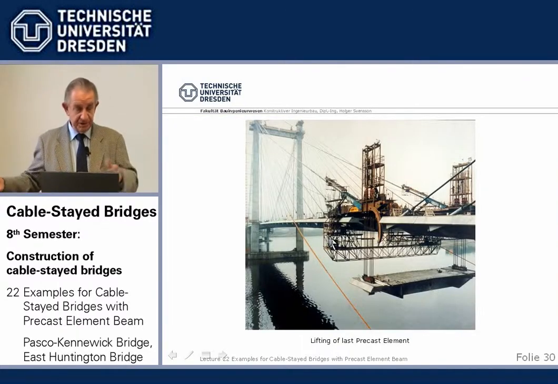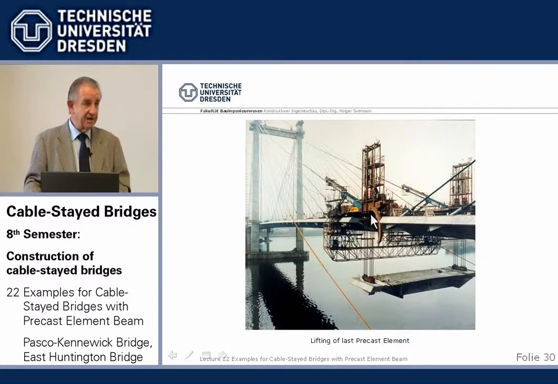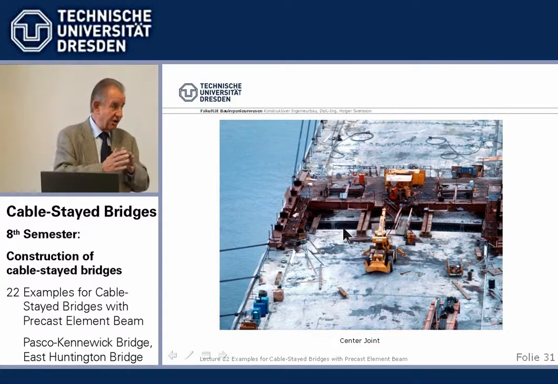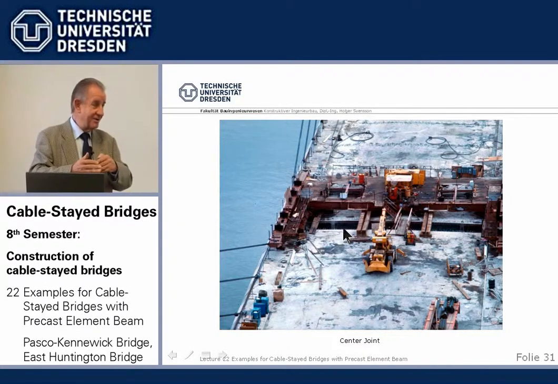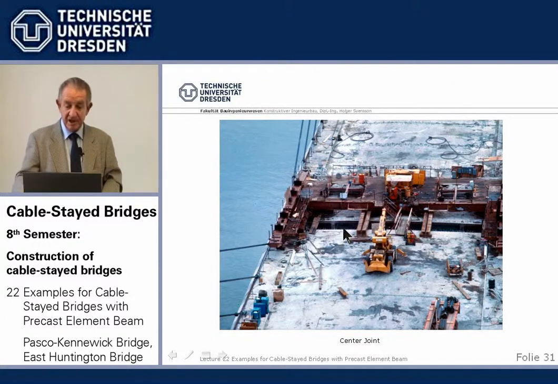And then we do it on the other side, the same, and finally then we have the lifting of the last element here. And what remains is a joint. You can do precast joints all the way, but you cannot do the very last one. You will not be able to fit in on a millimeter precast elements in between. No way. So that has to be cast in place.